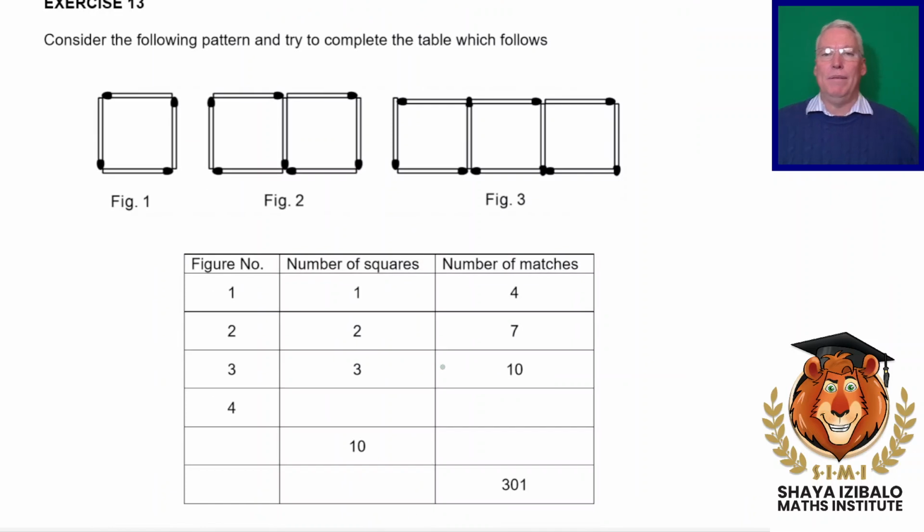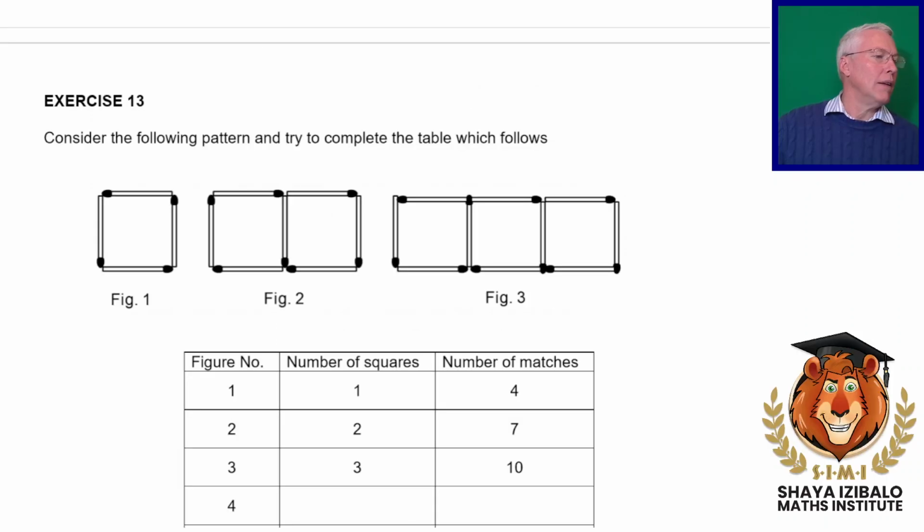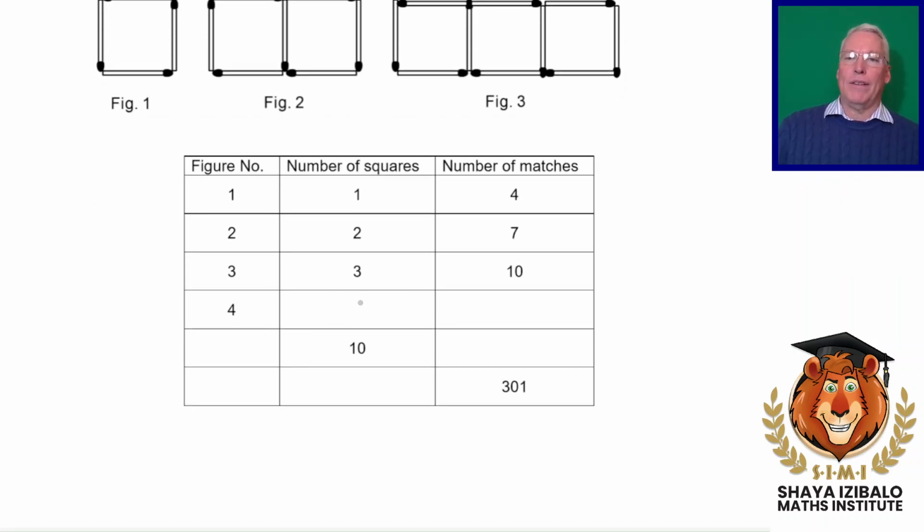Here's one. We might have done one really like this. We might even have done this one. But try it again because I think we're hopefully getting better at this now. So it looks like the number of figures and the number of squares are exactly the same each time.